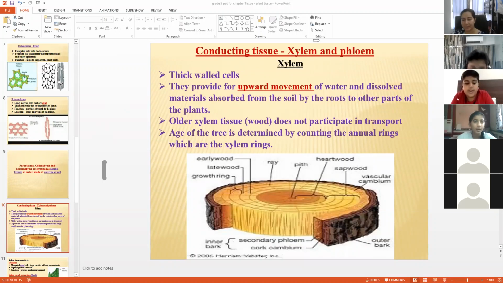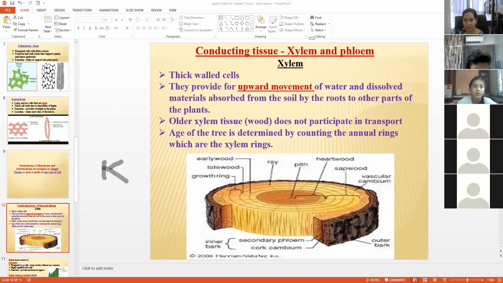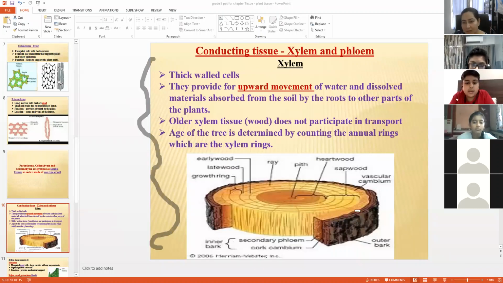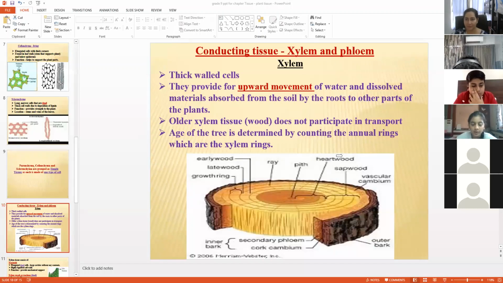How many rings are on the outer surface of the wood? See, on the outer surface, there are no rings, dear. The rings are inside. On the outer surface, there is only wood. So, ma'am, you have to kill a plant to see the rings? Yes, you have to cut a tree.